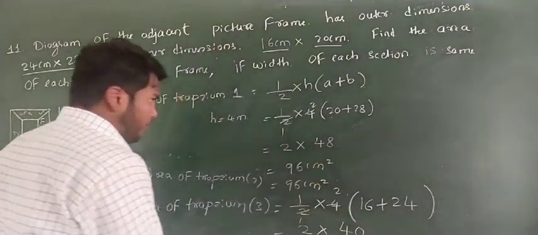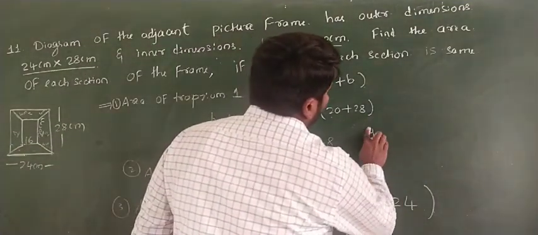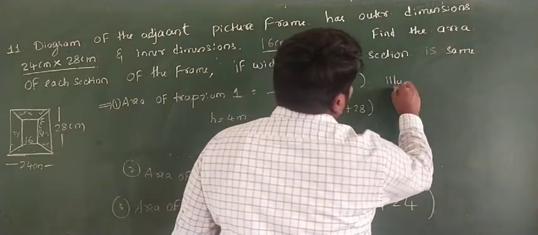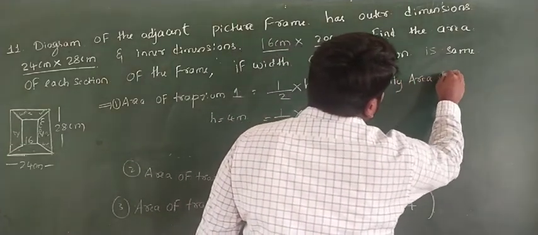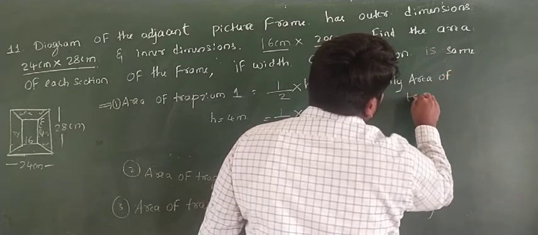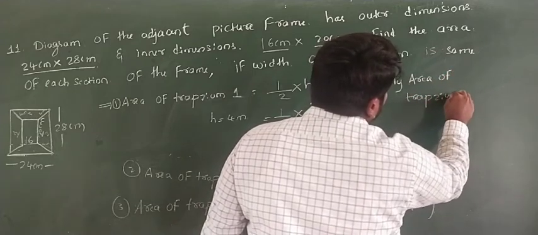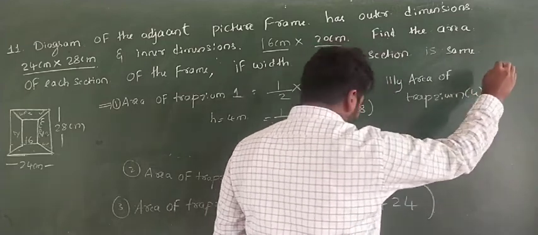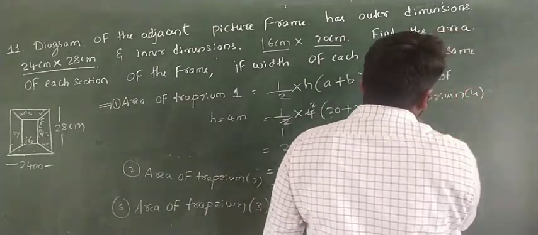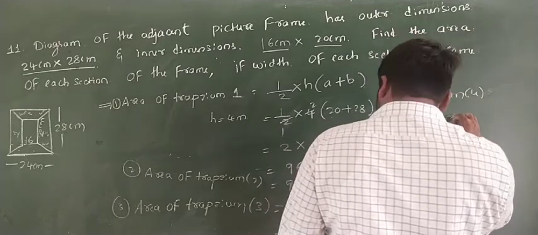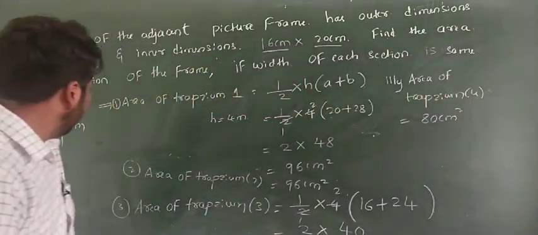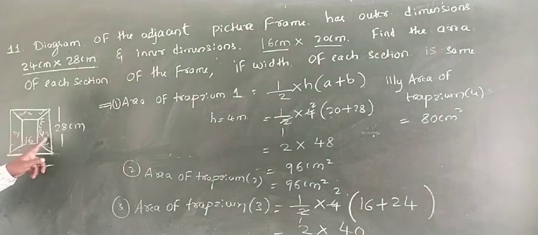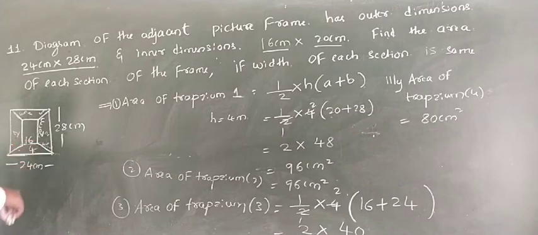Similarly, the area of trapezium 4 you can also write as 80 centimeter square. See here, this is the area of trapezium 1 and the area of trapezium 2. If I calculate any one of these, you get the area of trapezium 2 as the same value. If I calculate the area of trapezium 3, I get the area of trapezium 4 as the same value.